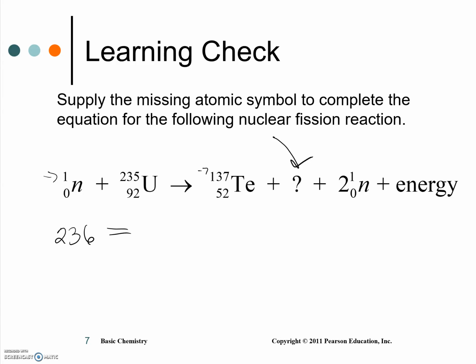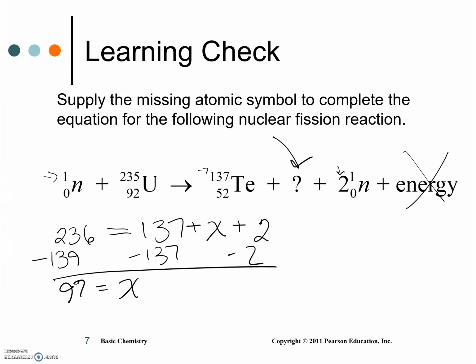So we would take our 137 plus our unknown number plus our neutron, but look, there are 2 of them, so that coefficient does come into play. So we have 2 of those neutrons and our energy. We don't have to worry about writing our energy into the equation. Just remember that it does release a lot of it. So once you solve for x, your number should be 97, and remember that this is our mass number.